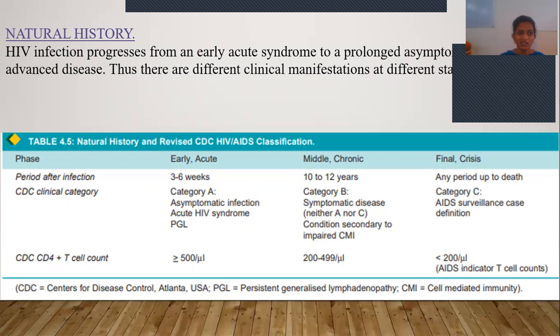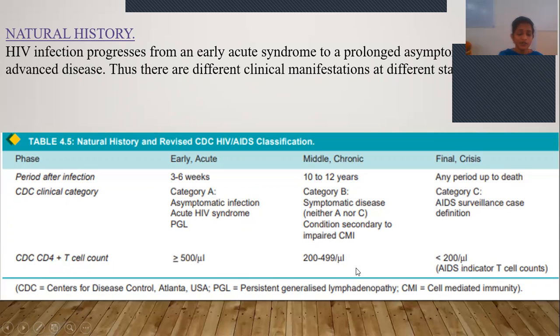The last stage will be considered as category C. Then the CD4 plus T cell count: in early stages, the CD4 plus T cell count will be greater than or equal to 500, in the middle it will be like 200 to 499, and in the final stage the CD4 T cell count will be decreased.